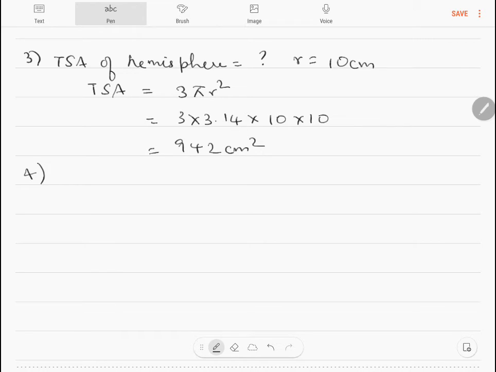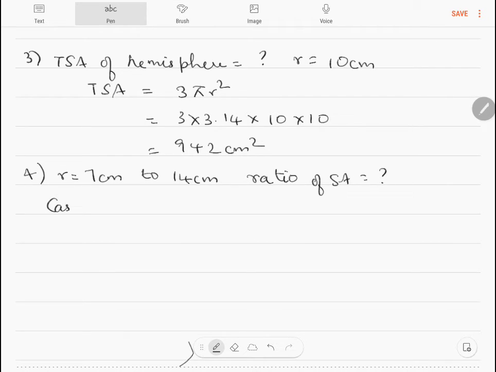Problem number 4. The radius of a spherical balloon increases from 7 centimeter to 14 centimeters as air is being pumped into it. Find the ratio of the surface area of the balloon in the two cases. Given is radius 7 centimeter to 14 centimeters. The ratio of the surface area is asked.